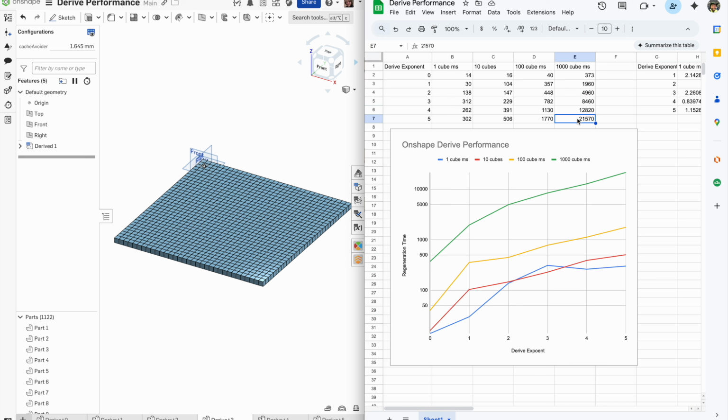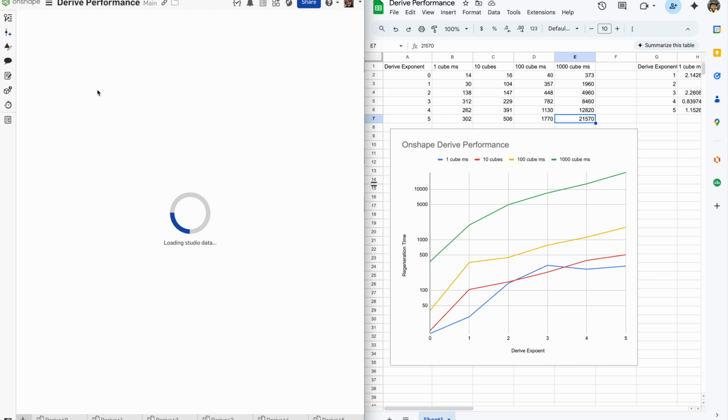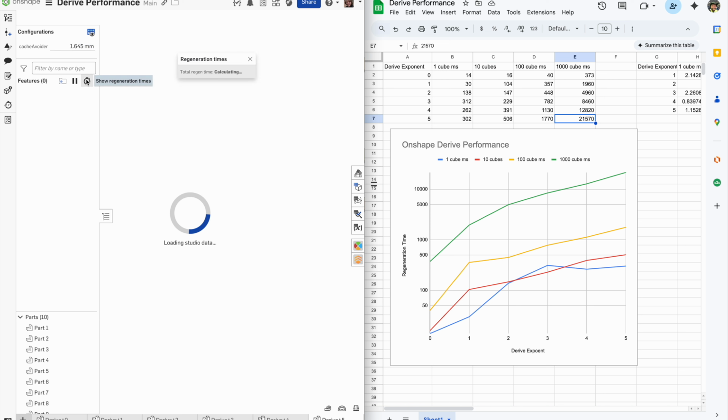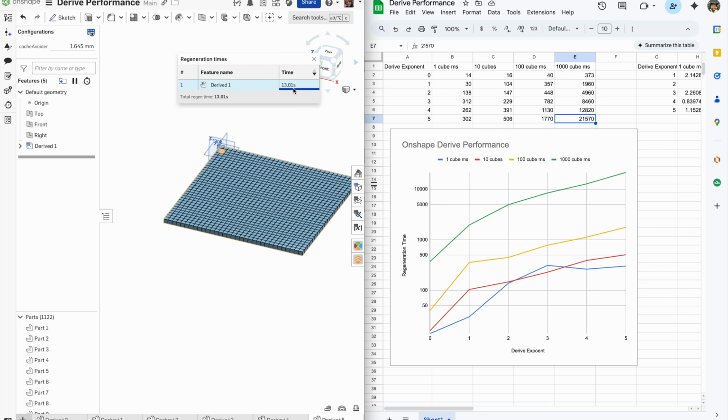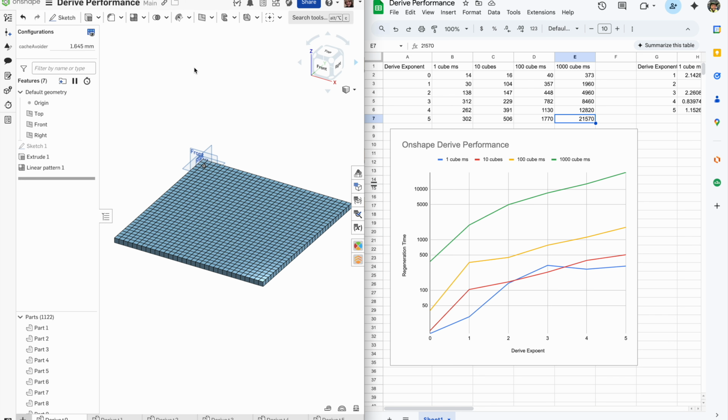And then to the fourth and to the fifth, let's just check the fifth, jump ahead here. And we see regen times of, it takes quite a bit. This is probably a good way to demonstrate how slow it can cause Onshape to be, but it takes 13 seconds. So that's quite incredible that you're paying 13 seconds to load the exact same geometry that you were able to generate in the original part studio in less than half a second. So it's about a 26x multiplier when you get to the fifth deep derive.